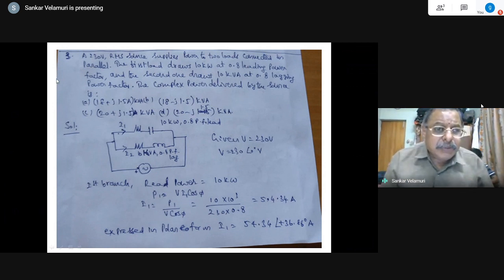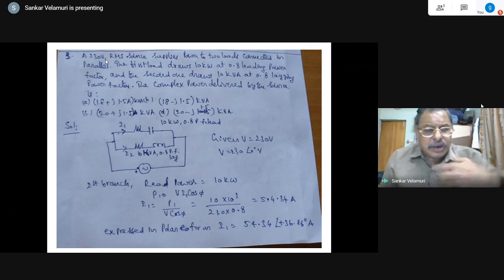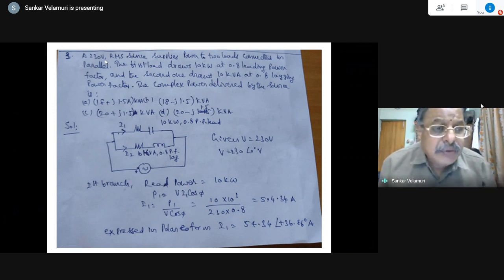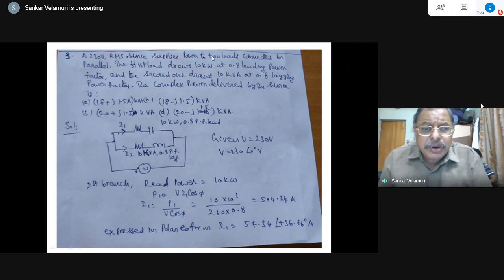I repeat the statement of the problem. You can note it down, but try to understand in between, because while I read the question, you should try to solve it in your mind. A 230 volts RMS source supplies power to two loads connected in parallel. The first load draws 10 kilowatts at 0.8 leading power factor, and the second one draws 10 kilovolt amperes at 0.8 lagging power factor. The complex power delivered by the source is, and the multiple choice answers are given.